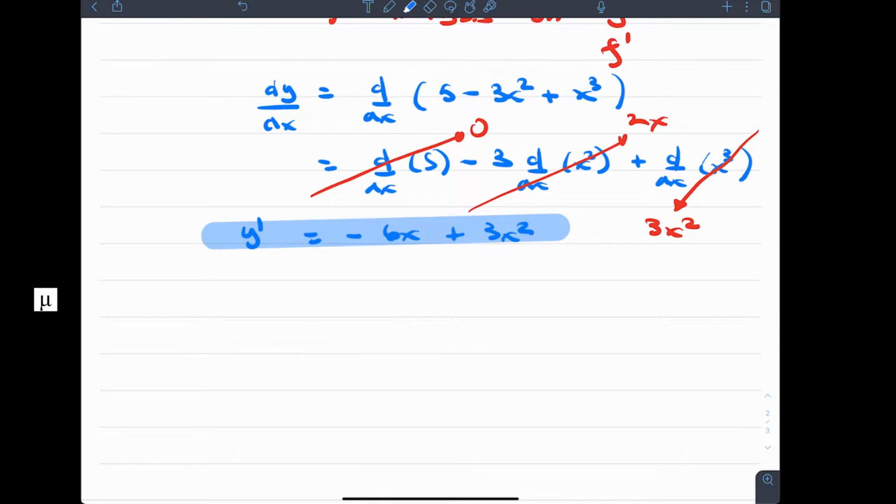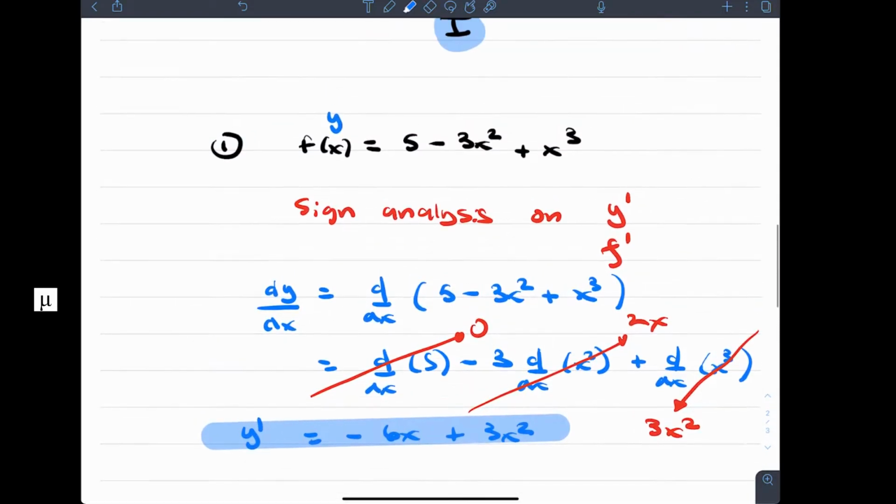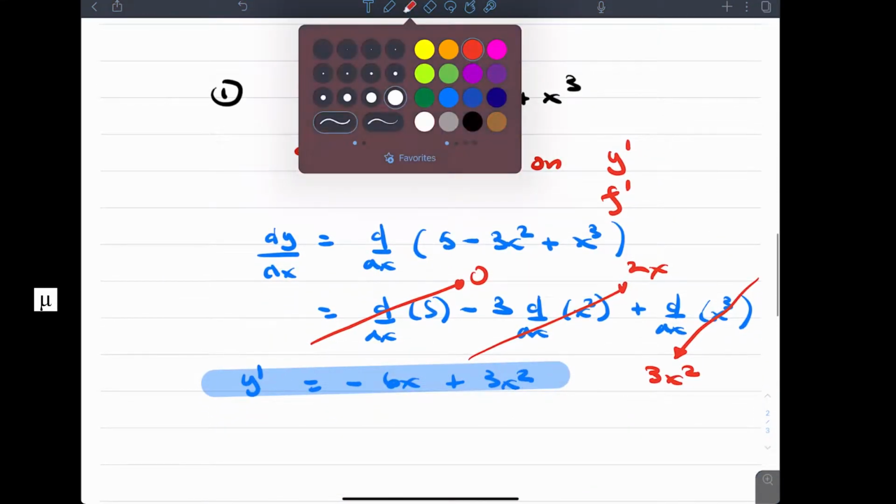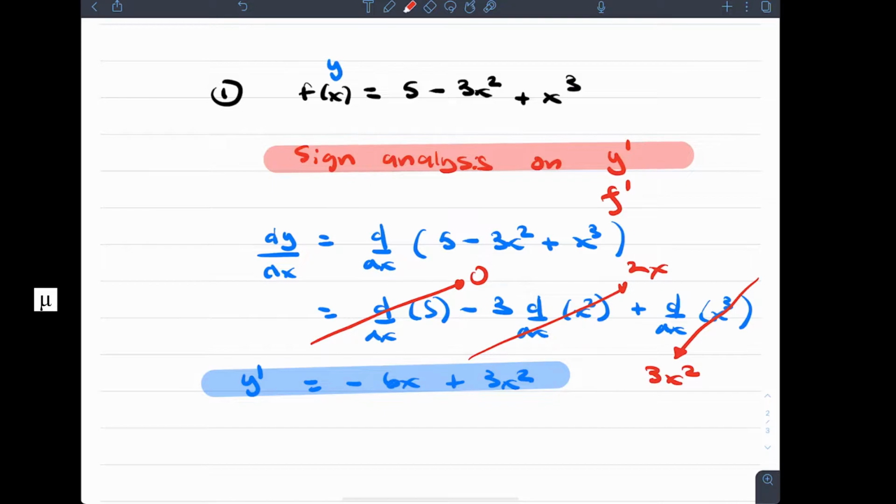All right, now what do we say? How do we really answer this question? We said what? Sign analysis on that first derivative. So that brings me up to here.